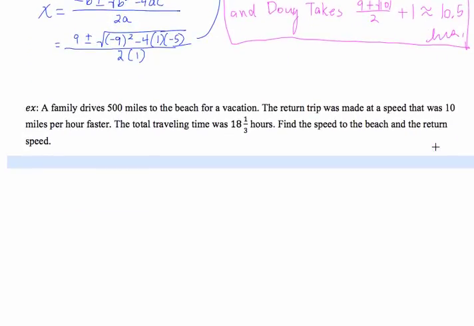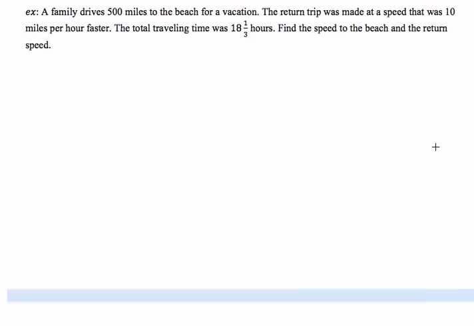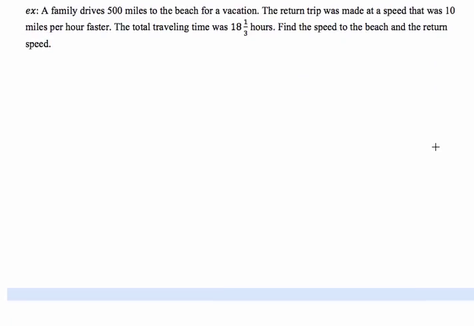Let's do another applied problem. This one is a little bit different, but not too different. Okay, a family drives 500 miles to the beach for a vacation. The return trip was made at a speed that was 10 miles per hour faster. Total traveling time was 18 1/3 hours. So find the speed to the beach and the return speed.